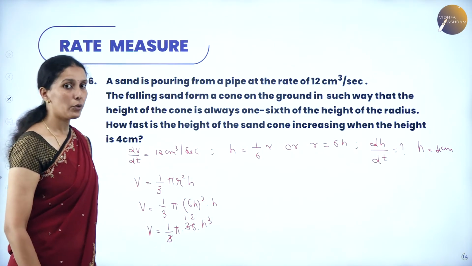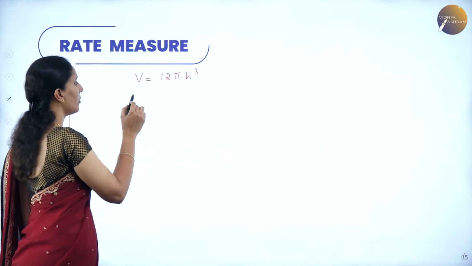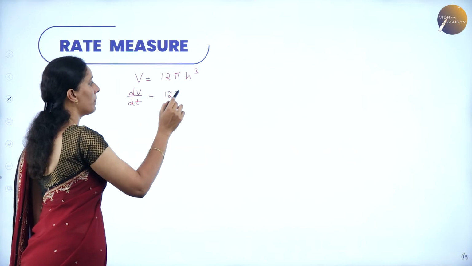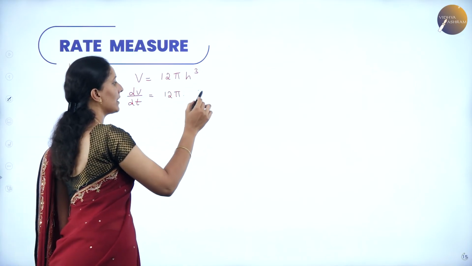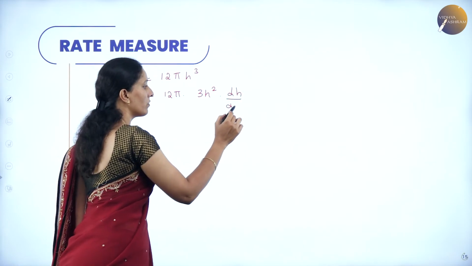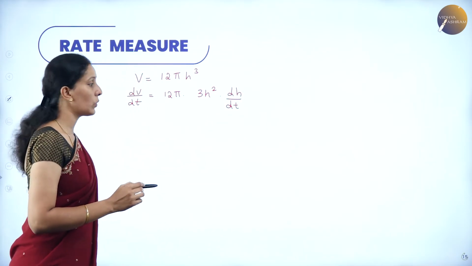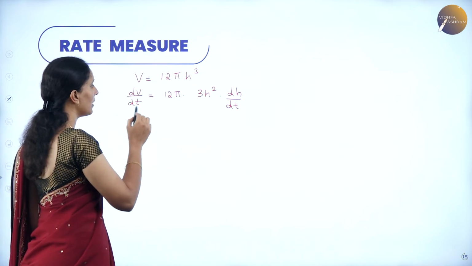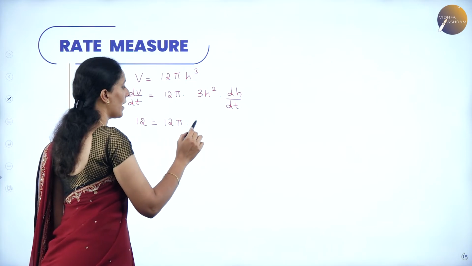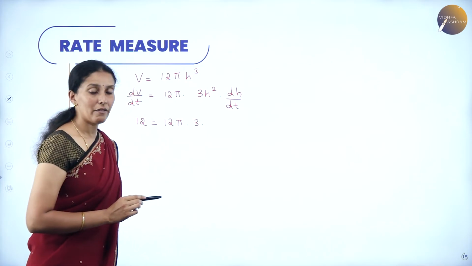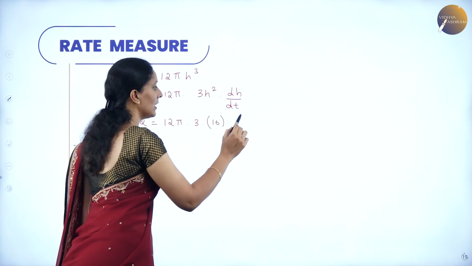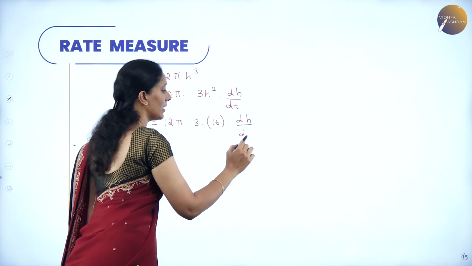Now let us differentiate it with respect to t. So when you differentiate it with respect to t, it is dV/dt. 12π is constant. h³ is nothing but 3h² into dh/dt, because we are differentiating the quantities with respect to t. Now next we have dV/dt given as 12. Next 12 into π, 3 into h, which is 4 squared. So 4 squared means it is 16 dh/dt.